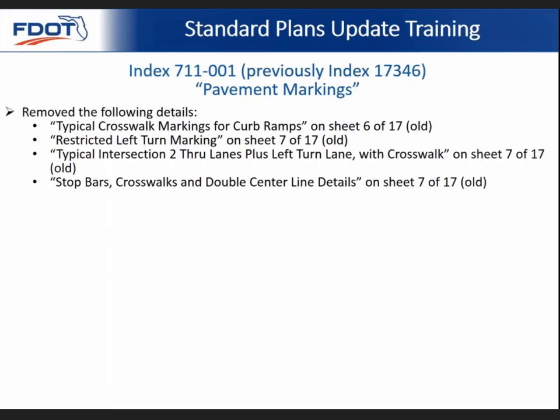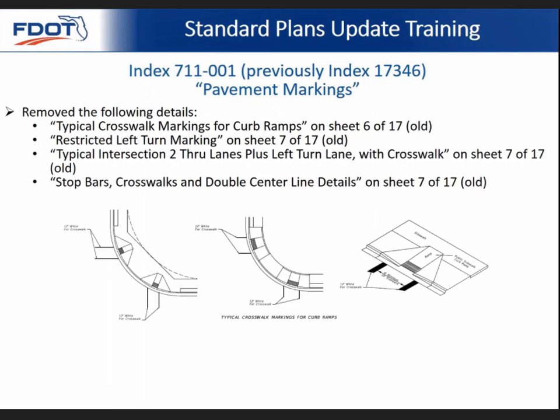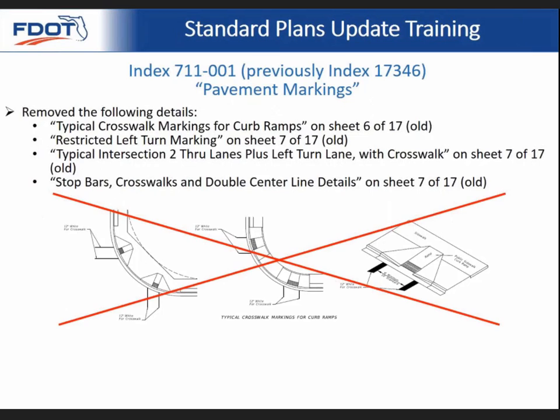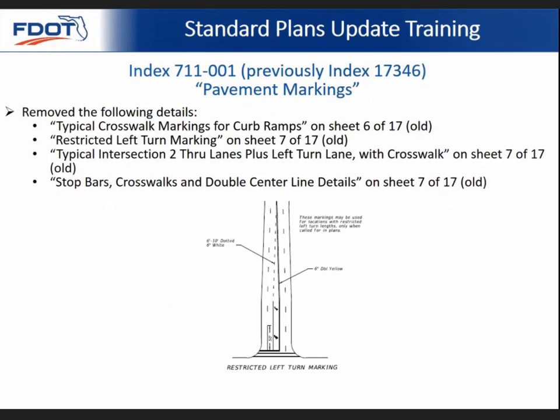Some details have been removed from this index. These include typical crosswalk markings for curb ramps on the old sheet 6 of 17. This is a duplication of what is shown in the curb ramp standard plan. The restricted left turn lane marking on the old sheet 7 of 17 has been removed as well.